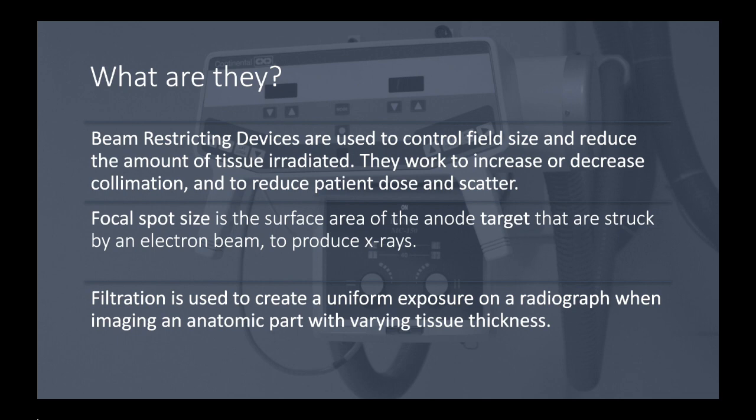Focal spot size is the surface area of the anode target that is struck by the electron beam to produce X-rays. Filtration is used to create a uniform exposure on a radiograph when imaging an anatomic part with varying tissue thickness.